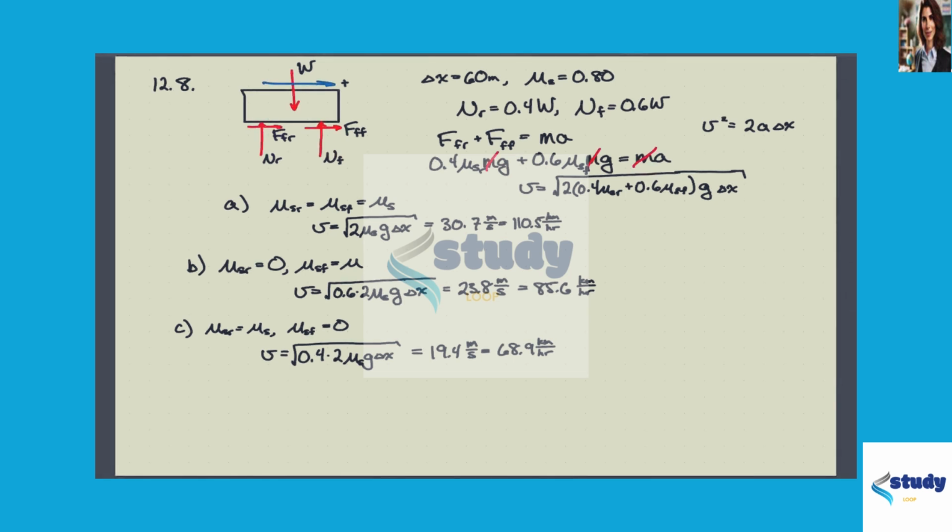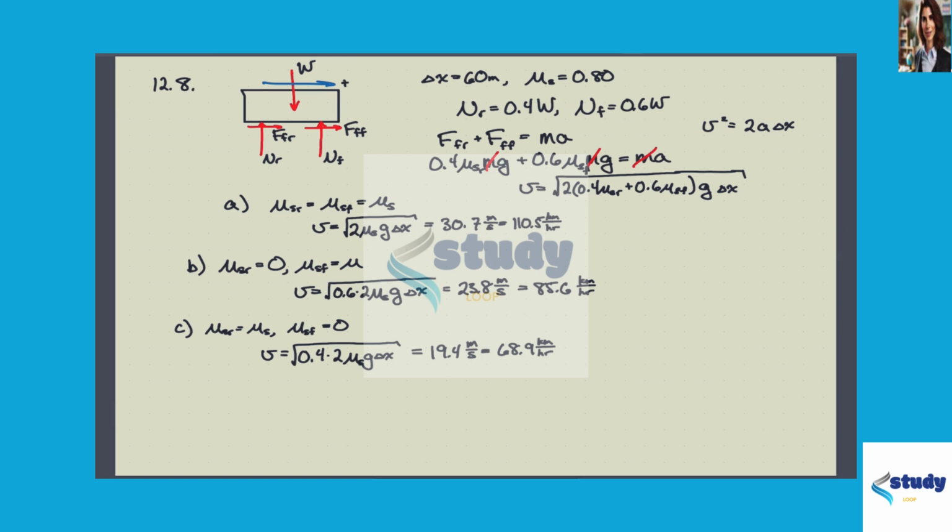We want to determine the maximum theoretical speed that can be achieved over 60 meters by a car starting from rest. The coefficient of static friction between the tires and the pavement is 0.80. We're also told there's a weight distribution: on the rear wheels it is 40% of the total weight, so 0.4 W, and on the front wheels it is 60%, so 0.6 W.